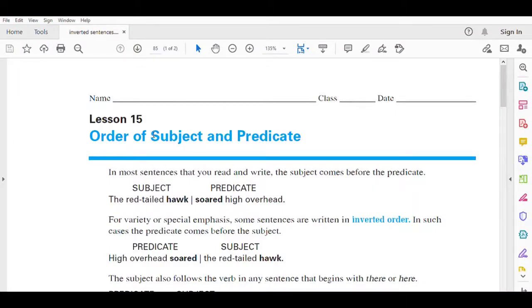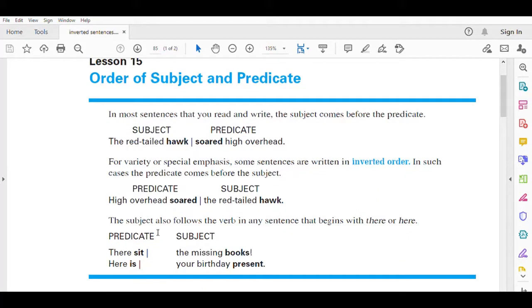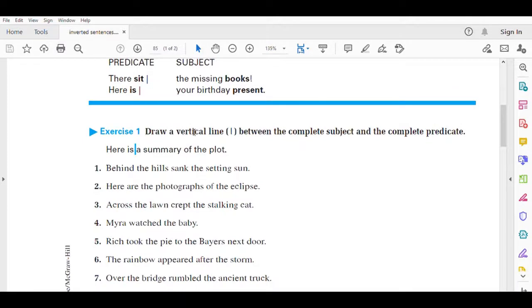Okay, really quickly, last thing I want to do is show you your practice before you take your quiz. It's just the same information, just some practice with it. It even gives you some quick notes at the top, how to deal with subjects and predicates. The first one, you're just identifying and splitting the subject from the predicate. Behind the hills sank the setting sun, just to show you one. So where's the verb? Sank. What sank behind the hills? The setting sun. So you're going to draw your line there between your subject, which is actually at the end of the sentence, the setting sun, and your verb, which is sank, because all you're doing is drawing a line between the two.